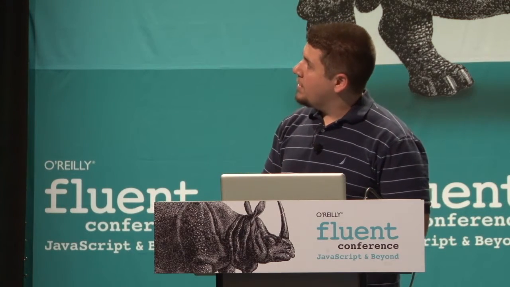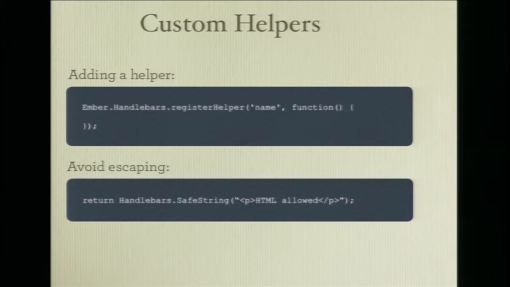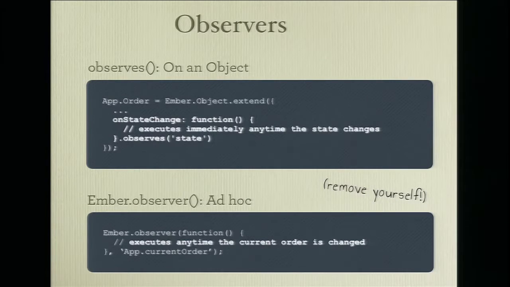There's some nice debugging helpers as well. You can log something to console from handlebars. You can insert a debugger entry point, which is very handy. You can also register your own helpers. And one thing to keep in mind is the double curlies version of handlebars escapes HTML. So if you want to avoid that problem, you can use Handlebars.SafeString. Or you, of course, can use the triple curlies. But that's an API concern.